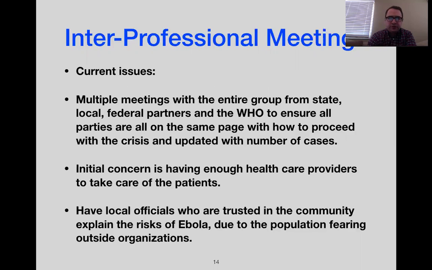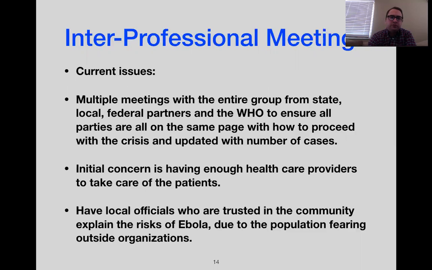For the interprofessional meetings, the current issues need multiple meetings with the entire group from state, local, federal partners, and the WHO to ensure all parties are on the same page with how to proceed with the crisis, and also to update on the number of cases. The initial concern would be having enough healthcare providers to take care of the patients on the ground.